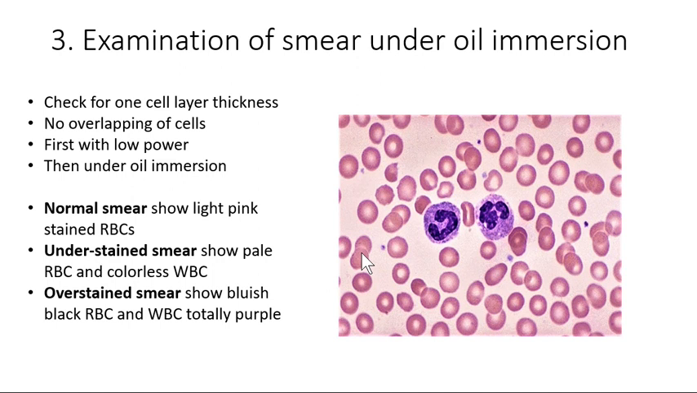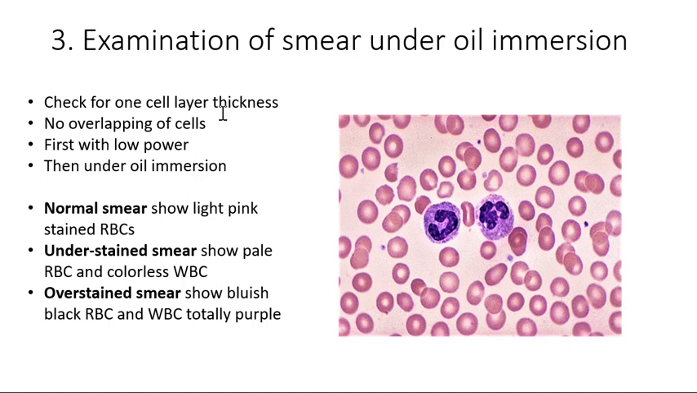Now once the smear is dry, we have to examine it under oil emulsion. Guys, why under oil emulsion? Because we want to see more deep properties of the cell: the granules, the size of granules, the color of granules, the size of the nucleus, the cytoplasm color, the shape of the nucleus. We need various deep properties, not just whether it's WBC or RBC. That's why we need oil emulsion.